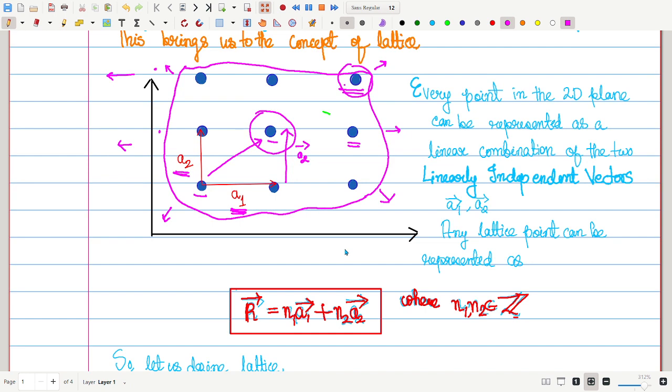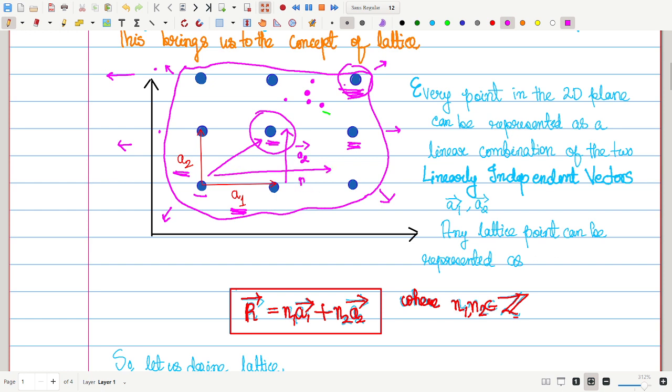But what about a general point? Like let's say this point or this point or this point. We said that it will be a linear combination of a1 and a2, and if the coefficients are integers, then we will reach the lattice points. If the coefficients are not integers, they can be fractional, just real numbers, then we can reach literally any other point.